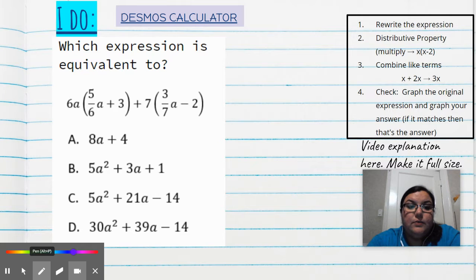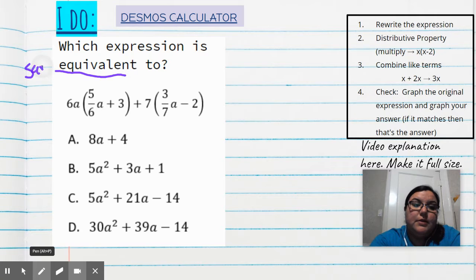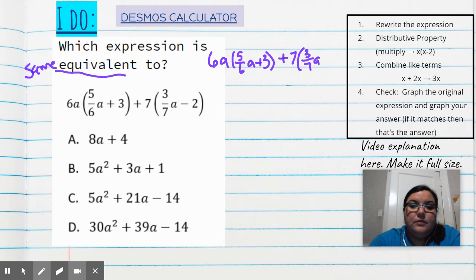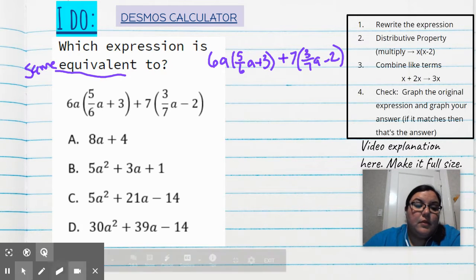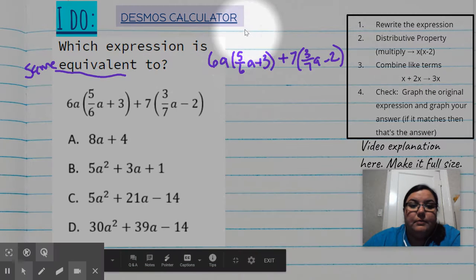Our next question: which expression is equivalent? Equivalent means the same as, and I'm actually going to write it over on this side just so that I can have a little bit more space. 6a times (5/6 a + 3) plus 7 times (3/7 a - 2). Okay, so I have my parentheses, and I'm going to make this here.